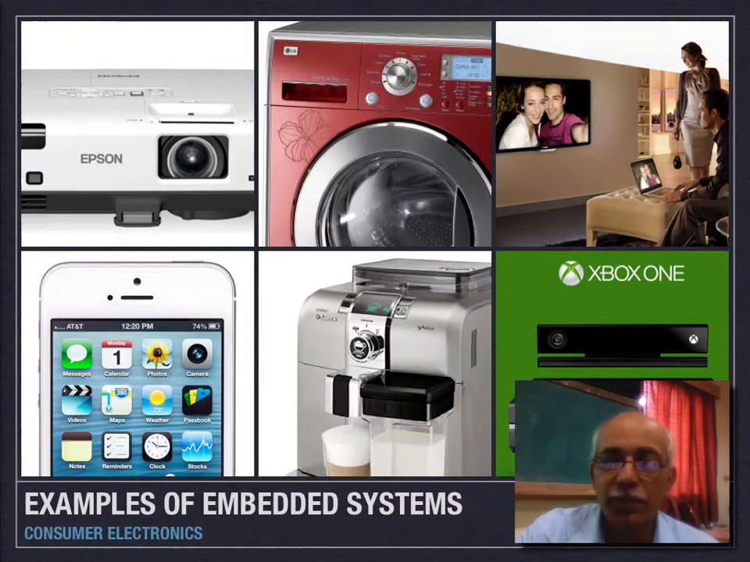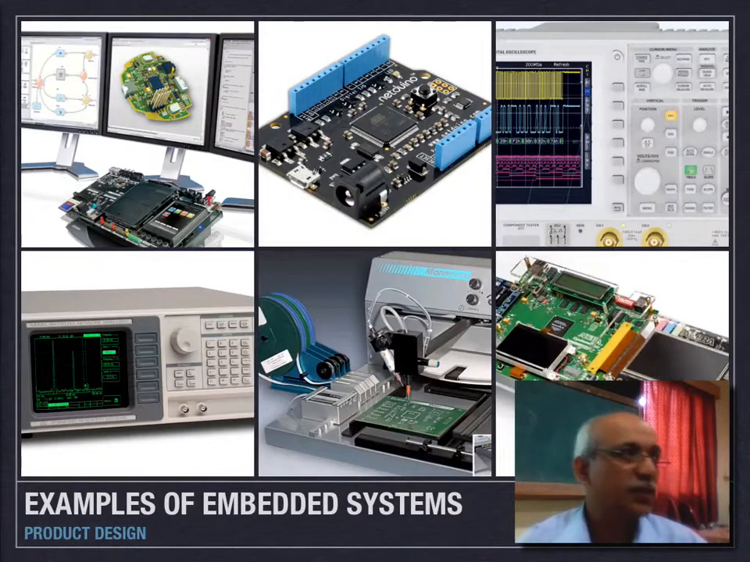Then if we go to actual product design, somebody has to design these kinds of things. So for designing also people use embedded systems, right. The first picture shows some ready-made module, and that module is a small embedded system which is used to develop one more embedded system and so on. The second is also a popular Arduino board.